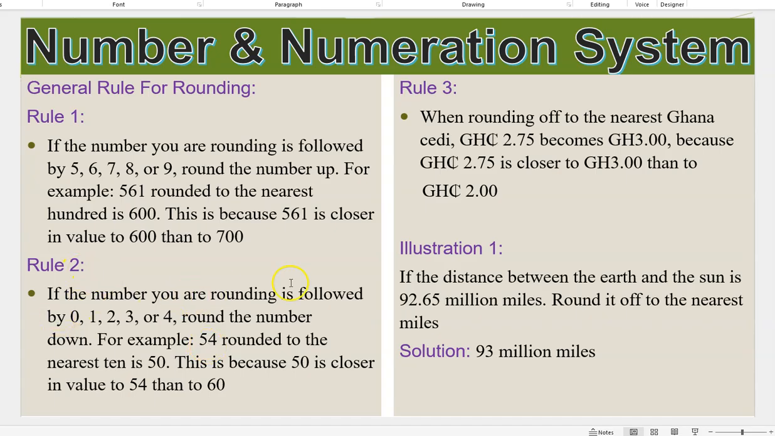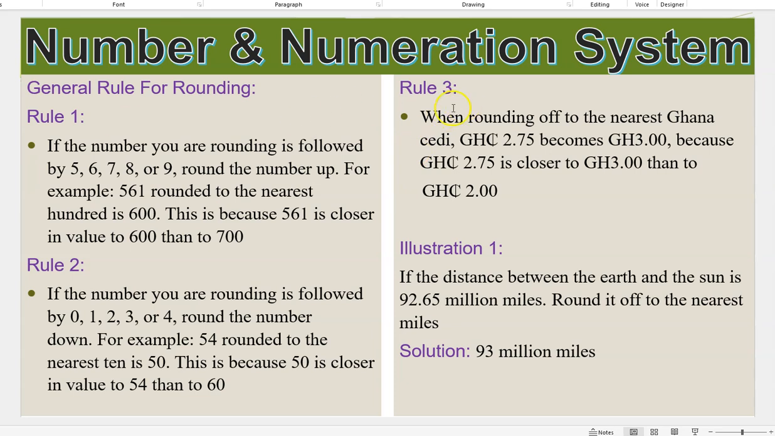Second rule: if the number you are rounding is followed by 0, 1, 2, 3, or 4, round the number down. What this means is that you don't borrow any number from 0, 1, 2, 3, or 4. For example, 54 rounded to the nearest 10 is 50 because this is less than 5, 6, 7, 8, or 9. And so you don't borrow 1 from this number. So it will be 50. This is because 50 is closer in value to 54 than to 60.